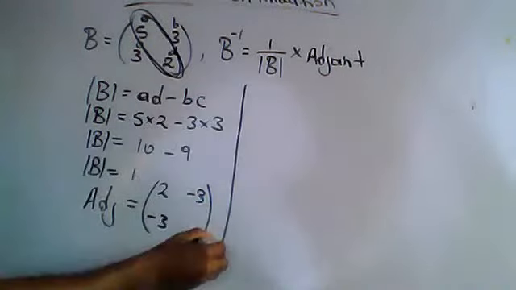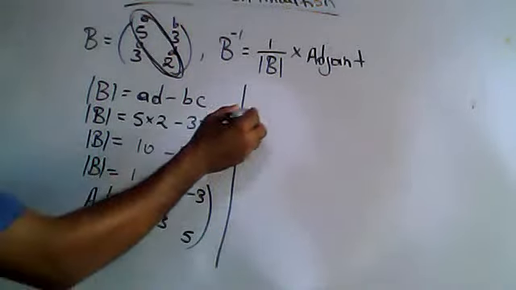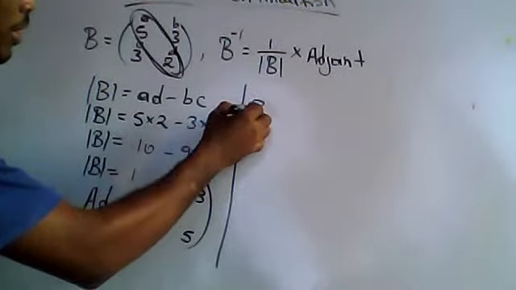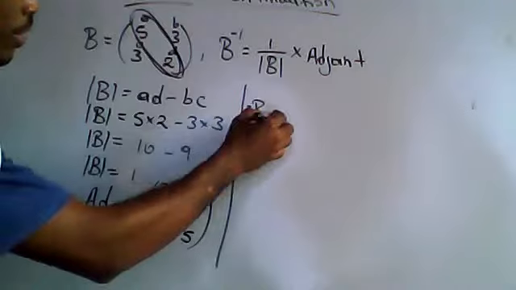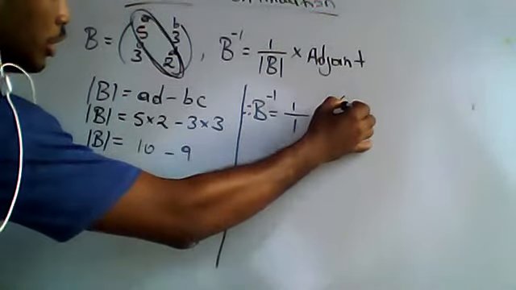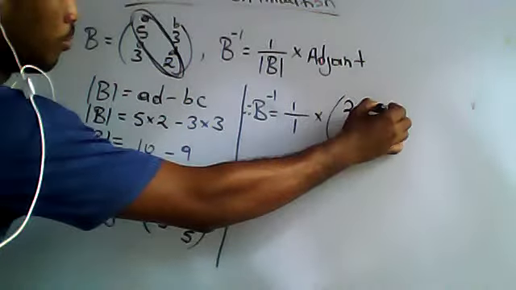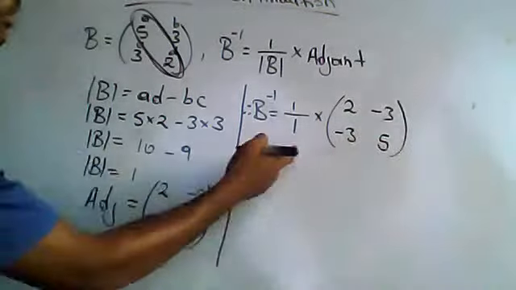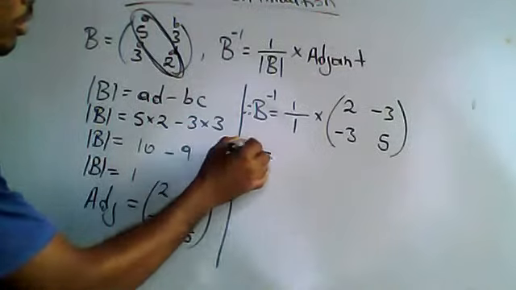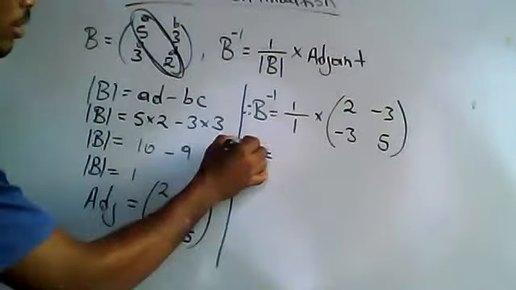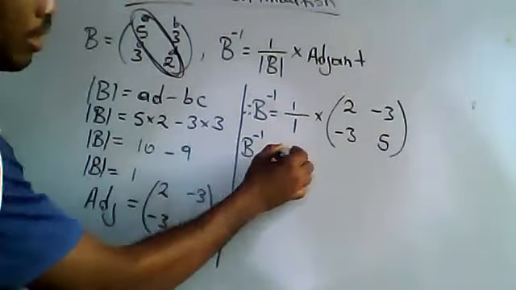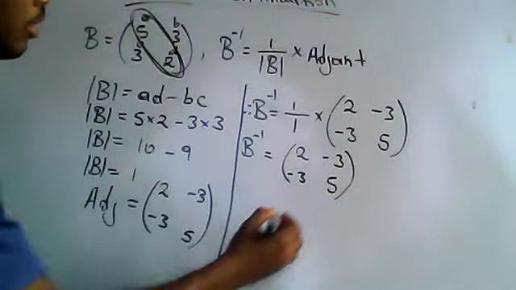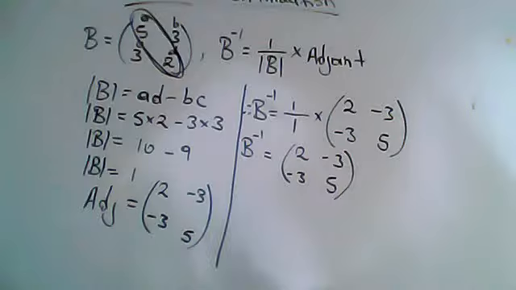Now to conclude, we would usually put 1 over the determinant. Just write this: B inverse, therefore B inverse is 1 multiplied by the adjoint, which is 2, minus 3, minus 3, and 5. But as I said, 1 over 1 is just 1, and 1 times anything is the same thing. So we're going to have 2, minus 3, minus 3, and 5. So that would be the inverse for the matrix B.